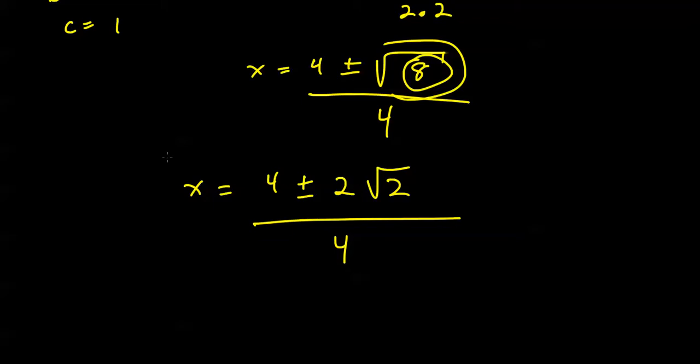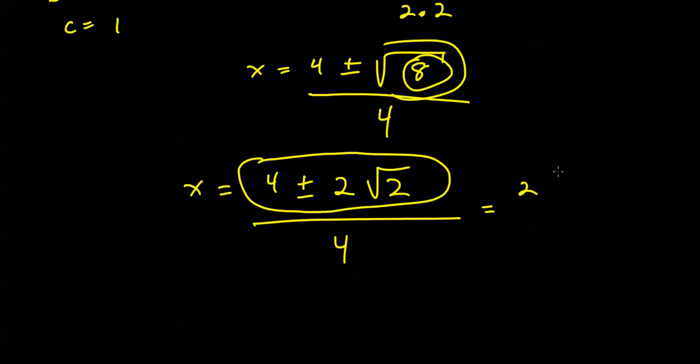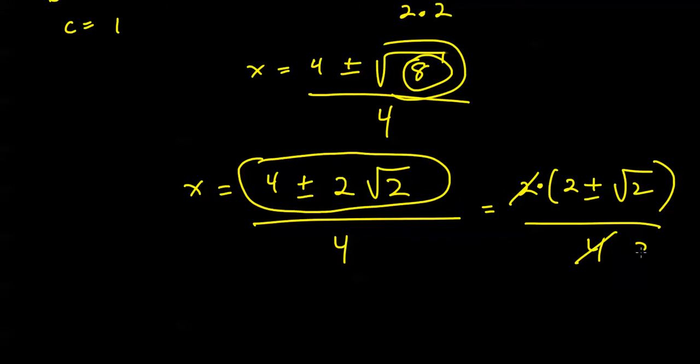Alright, and what I can do, well, I can't cancel out the 4's still, but I can see a common factor of 2 in that numerator. And then if I've got factors of a product across a fraction bar, yes, I can cancel out. 2 goes into 2 once, 2 goes into 4 twice. So my final answer is now 2 plus or minus the square root of 2 over 2.